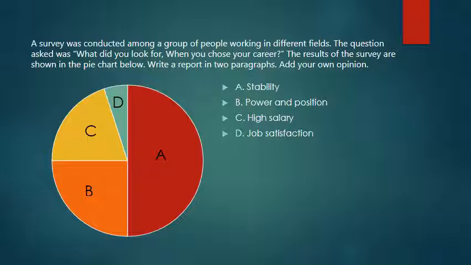talk about job satisfaction. In this pie chart, red color is a proportion that we can say as half, B is quarter, C is less than quarter, and D is few. The summary will come in the first paragraph, and the second paragraph is going to talk about your opinion.